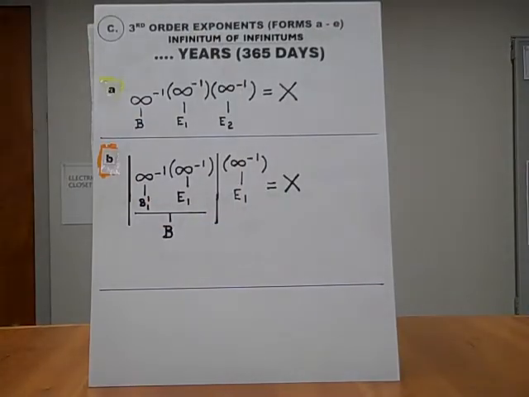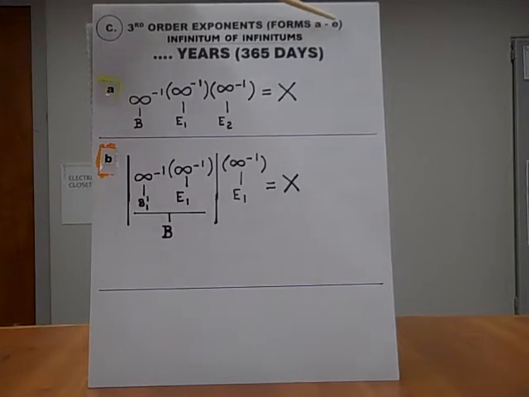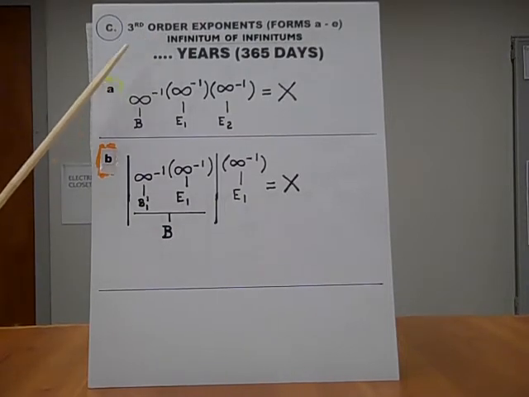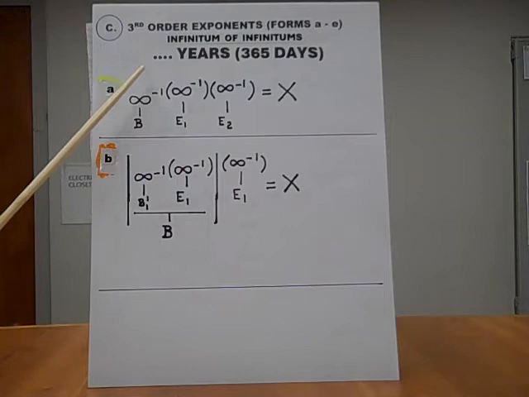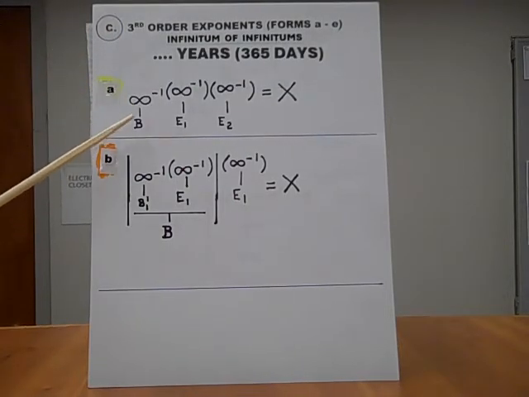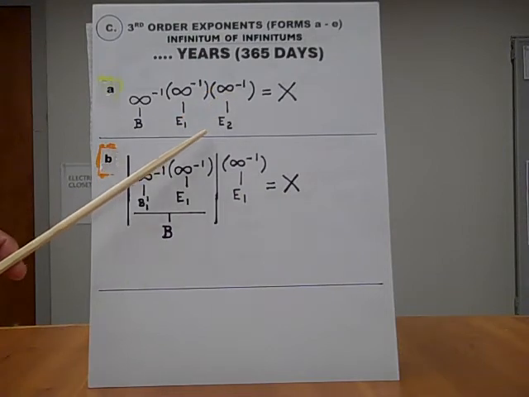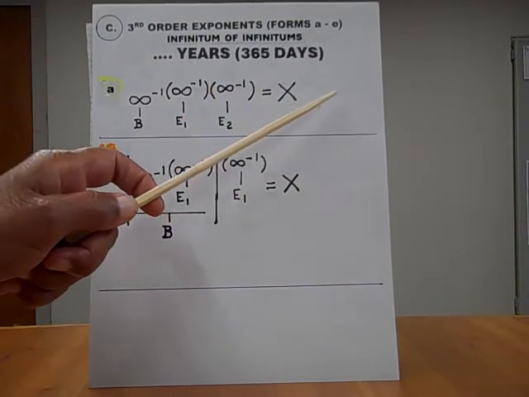Now, to continue, third order exponent forms A through F. It should be F, but I forgot to put it. It says E right here, but it's supposed to be an F. Nonetheless, third order exponents is infinitum of infinitums in years, 365 days. We'll start with A. Infinity minus 1, this is a base. In parentheses, infinity minus 1, first exponent, to the infinity minus 1, second exponent, equals x number of years.